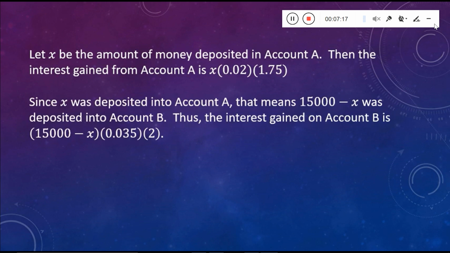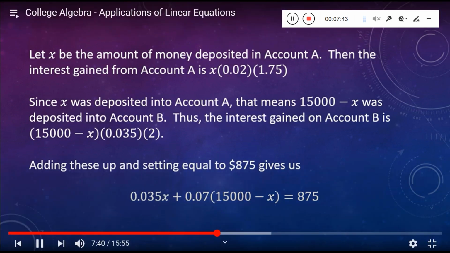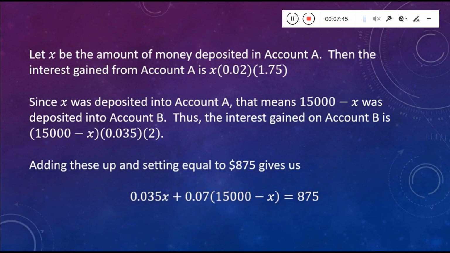I was told that the total amount of interest I got between account A and account B was $875. So if I add 0.035x, which is what you get when you simplify the formula for account A, and then 0.07 times 15,000 minus x, that's what you get when you simplify the formula for the interest for account B. Add those up, set that equal to $875.